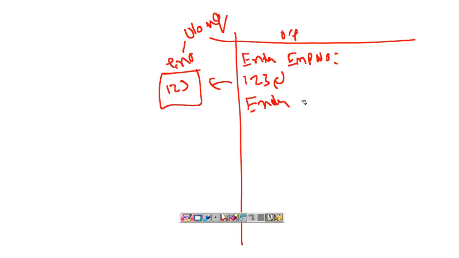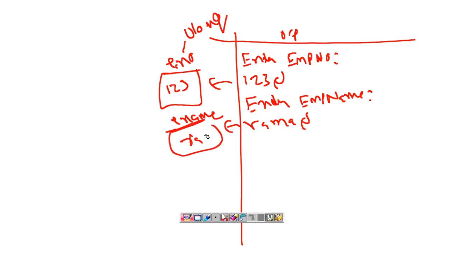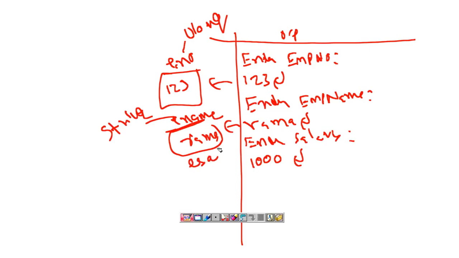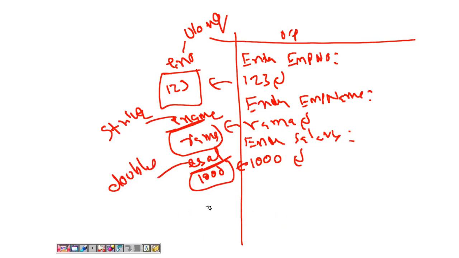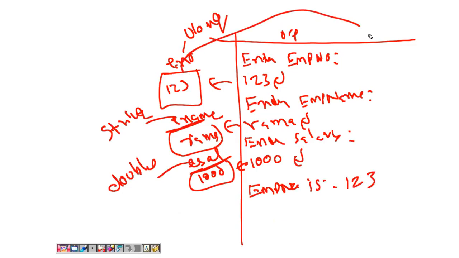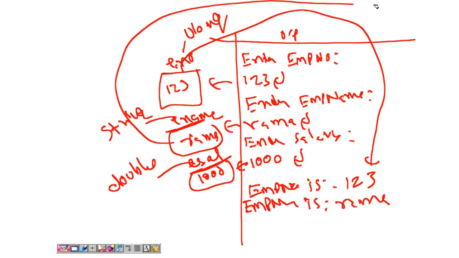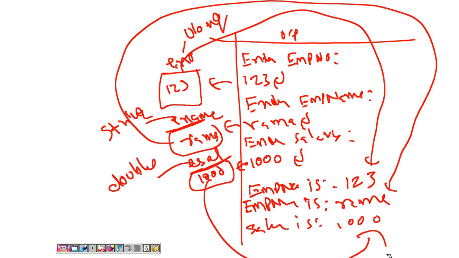Employee number is too long, forget it. Enter emp name. Mute yourselves, guys, where is the noise coming from? User entered Rama. Rama you store into a variable called ename. Ename type is string. Enter salary, 1000. That you store into esal. Esal type is double. Now empno is 123, emp name is Rama, salary is 1000.